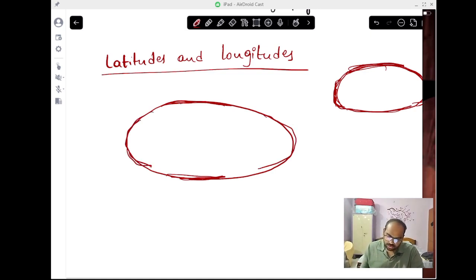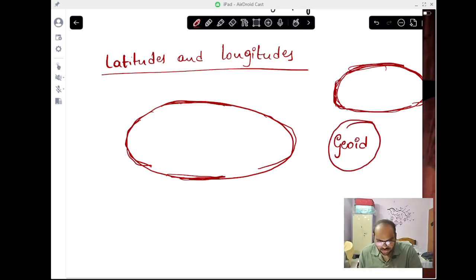Okay, so it's not a perfect sphere, not a perfect circle. It's merely a sphere. If something is Earth-like in shape, we call it a geoid. Our Earth is not a sphere; it's a geoid. It looks like a sphere, not a perfect sphere, because it is flattened at the poles and bulged at the center or equator. Okay, now let's get into latitudes and longitudes.